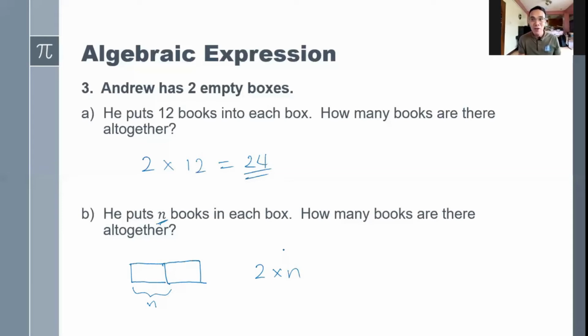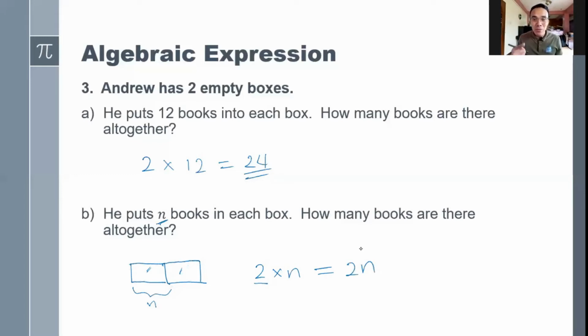Okay, remember in our previous video, if you have something like this, you count the number of groups or units. This is considered as one unit, another unit. But I just want to use box or square in order for you to understand what I'm saying here. So there are 2 units or 2 boxes. So that's why I have here 2, and then times n, because one box has n books. And 2 times n is the same as 2n.